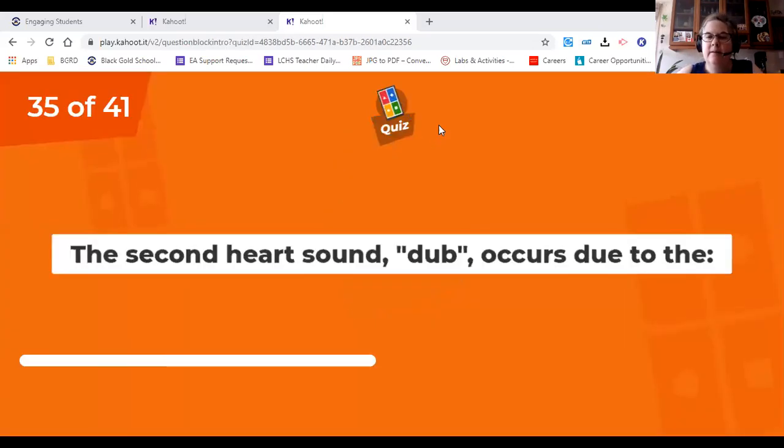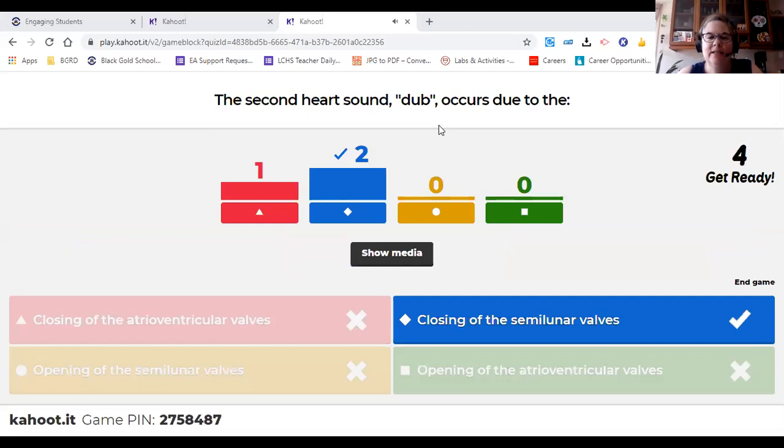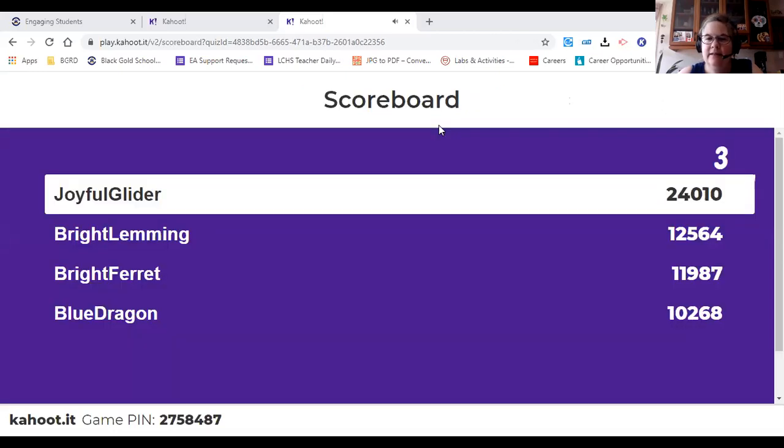Second heart sound, dub, occurs due to the closing of the atrioventricular valves, opening of the semilunar valves, closing of the semilunar valves, opening of the atrioventricular valves. Closing of the semilunar valves. The semilunar, those are the second ones. All right. Ooh, Blue Dragon's getting closer.